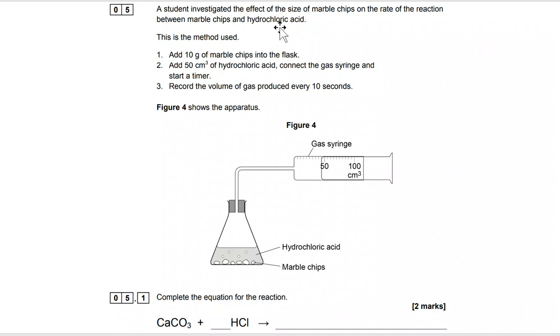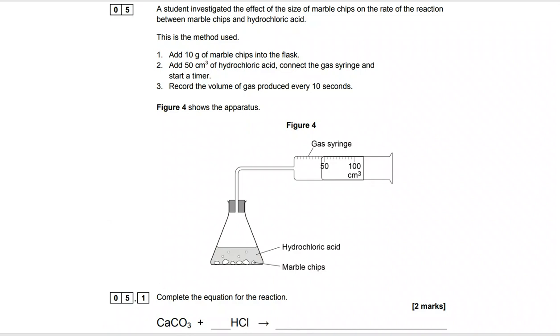A student is investigating the size of marble chips on rate of reaction. They added 10 grams of marble chips into the flask, added 50 cm cubed of hydrochloric acid, connected the gas syringe, started the timer, and recorded the volume of gas produced every 10 seconds. The first question here is to complete the equation for the reaction. So, calcium carbonate and hydrochloric acid.